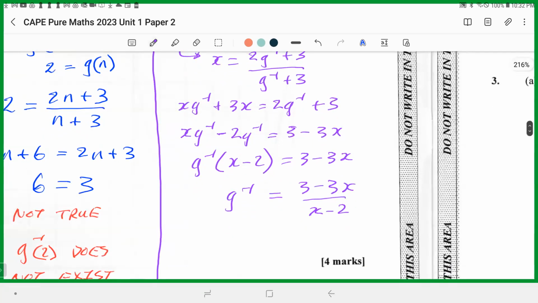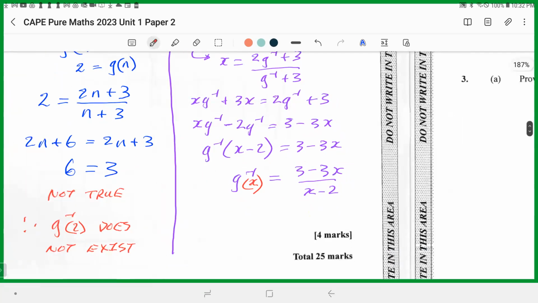That is really g to the minus 1 of x, and I'm going to put the of x back now. So if you're trying to find g to the minus 1 of 2, you can say therefore g to the minus 1 of 2 becomes 3 minus 3 times 2 over 2 minus 2. 2 minus 2, this one here says 0. That is an undefined quantity. Undefined. You can't divide by 0. Undefined means that it does not exist. So g to the minus 1 of 2 is undefined.